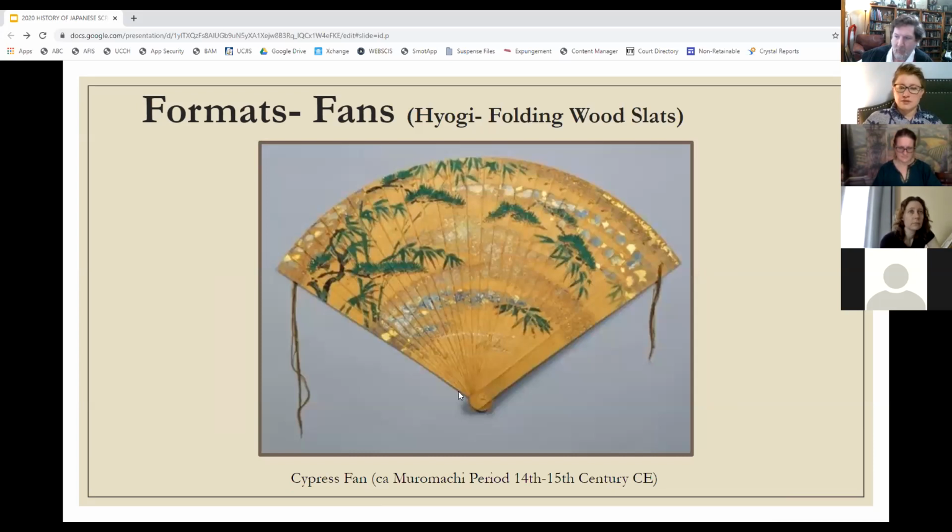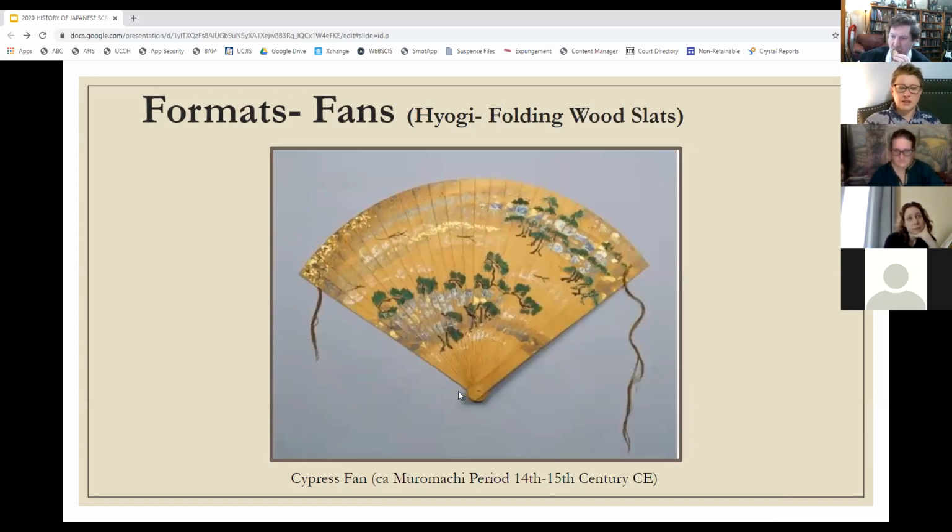This is another folding fan from the Muromachi period. Now you'll notice that the hyogi there has a couple tassels. That was more popular during the Heian period. They were used for more ceremonial purposes. They had really elaborate woven tassels. They were really quite pretty. That's the back of that fan.